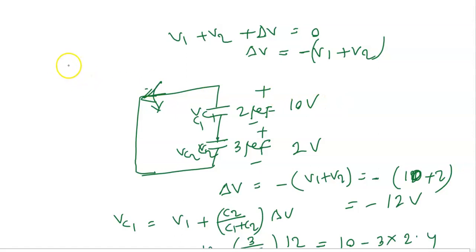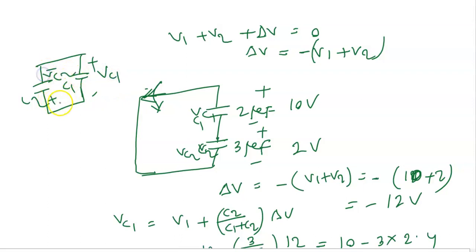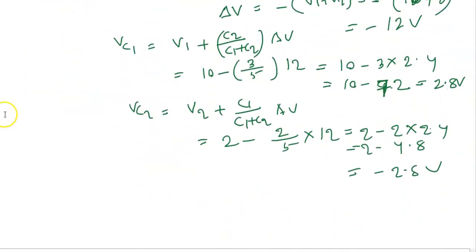If I draw it like this, two capacitors, they are in parallel. This is your C1 and this is C2. We are measuring like this, VC1 and this is your VC2. Obviously they will be in parallel and they carry equal voltage.